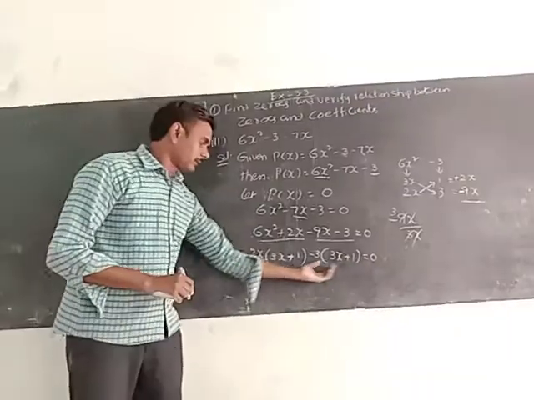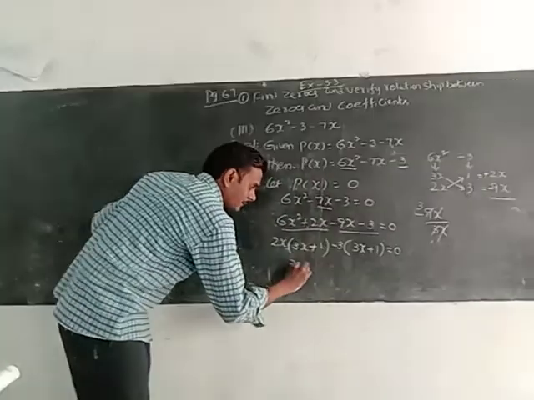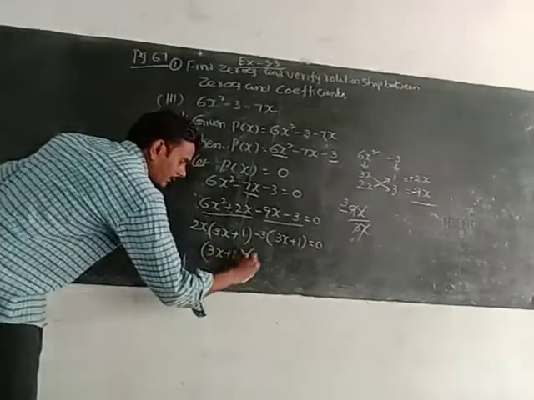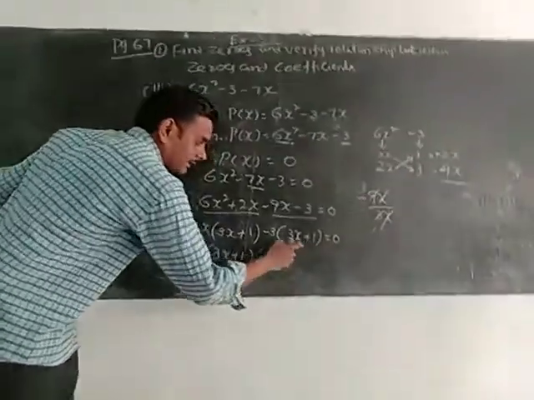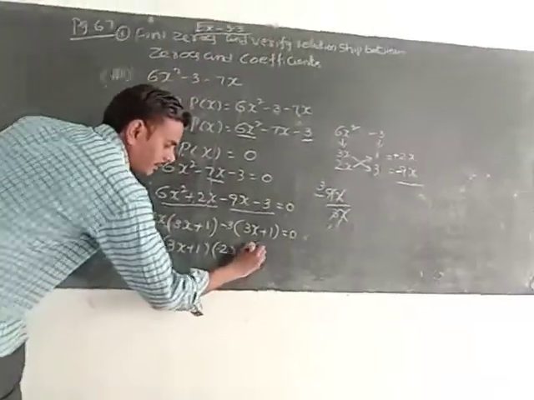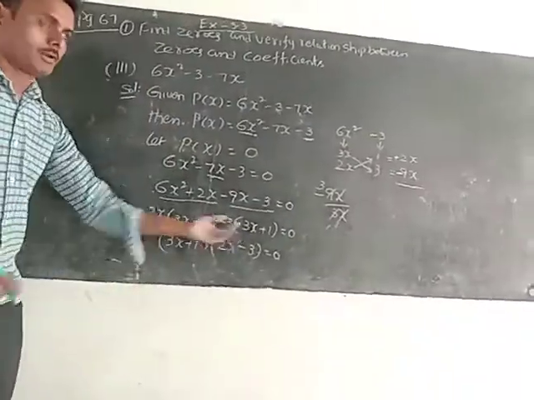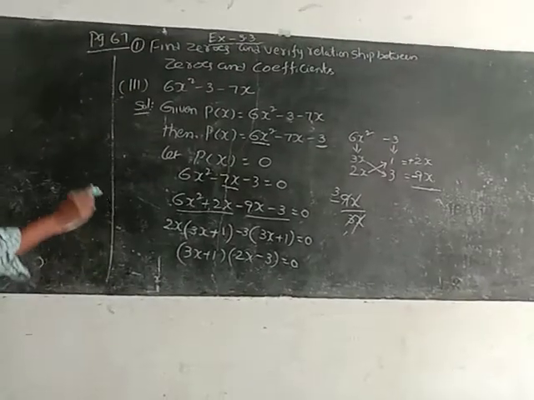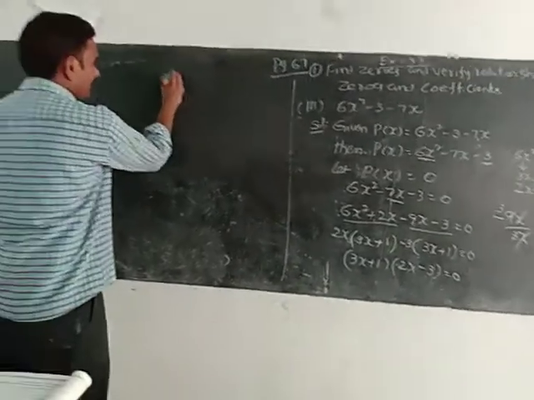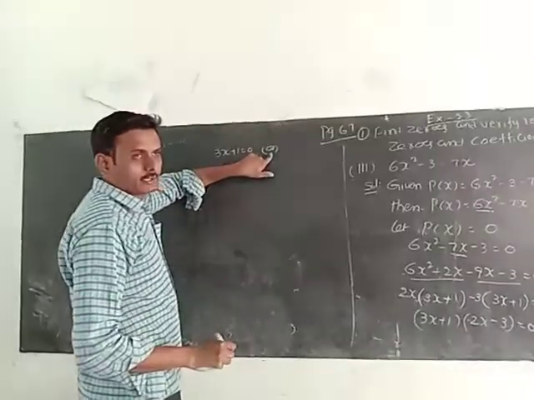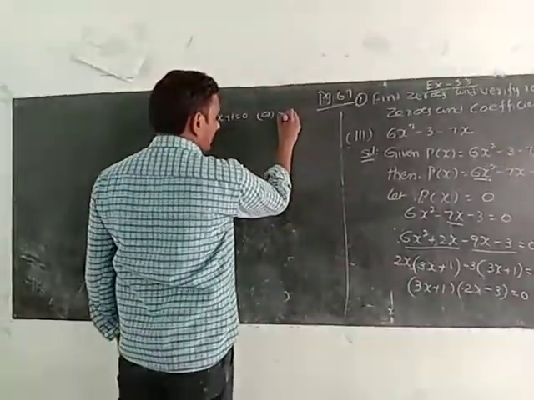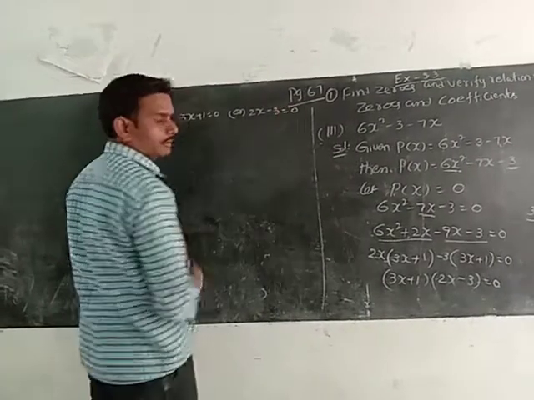Now again take 3x plus 1 common. By taking 3x plus 1, 2x is remaining. By taking 3x plus 1, minus 3 is remaining. That is equal to 0. Individually, 3x plus 1 equal to 0, or, since there is multiplication here, we can write 'or', 2x minus 3 equal to 0.